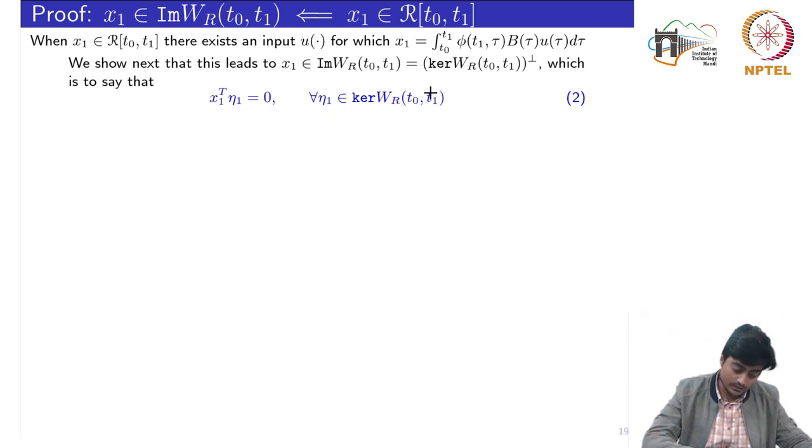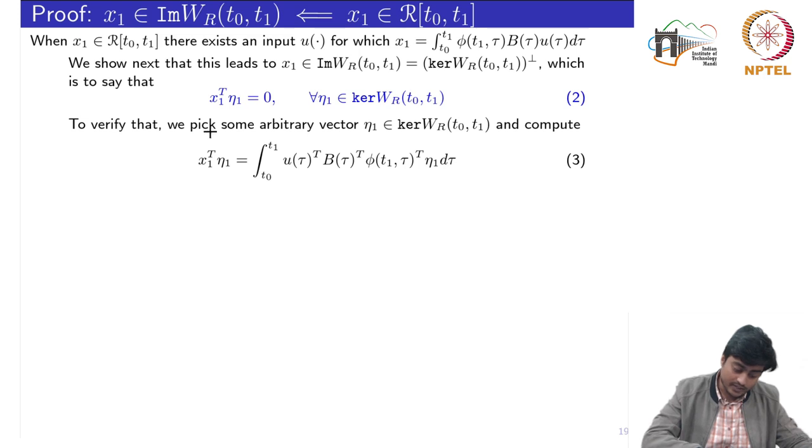Okay, so let's see. To verify that, we'll pick some arbitrary vector eta 1 which belongs to this space and compute directly the left hand side. And the left hand side is given by this x1. If I take the transpose of this x1, I would get u transpose, b transpose, phi transpose, multiplied by eta 1, because eta 1 is some constant vector. So I can take this inside the integral.